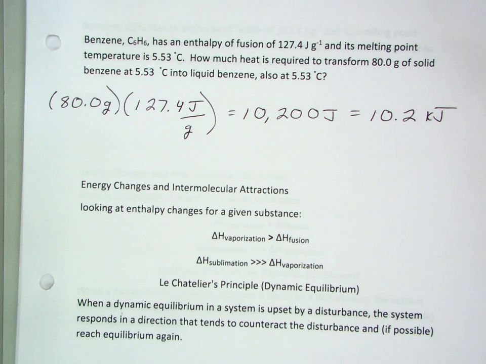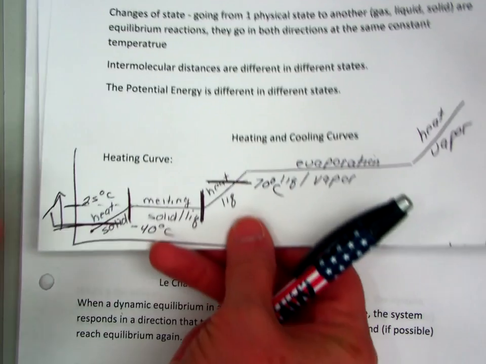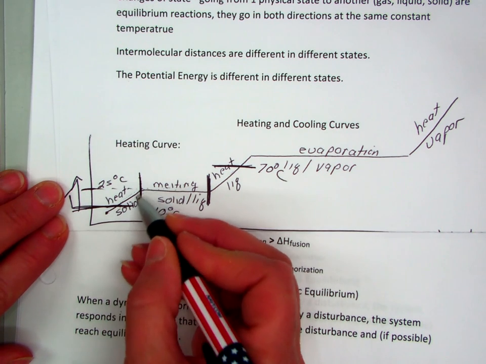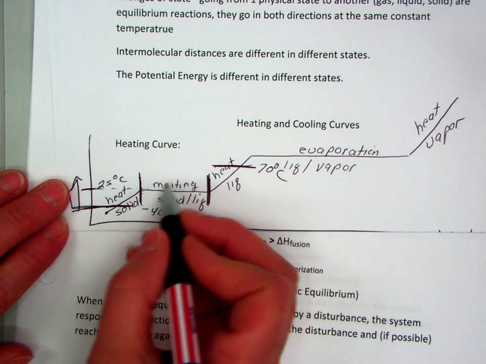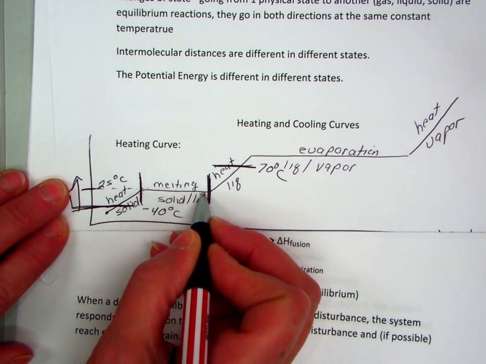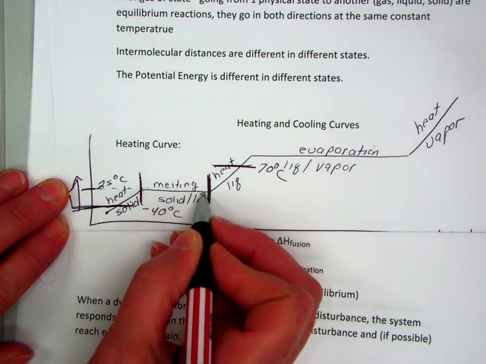Okay, so this one is different than the others because we're not changing the temperature. When you looked at the ones we did before, we were heating something up, so we had a change in temperature. But here, the change in temperature is 0 because we're at a flat line.